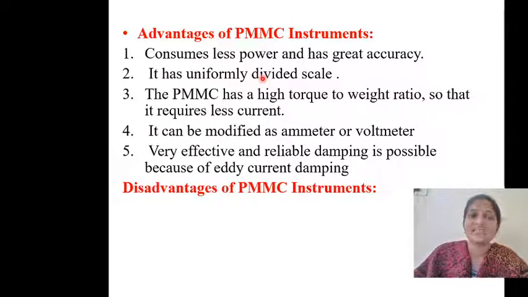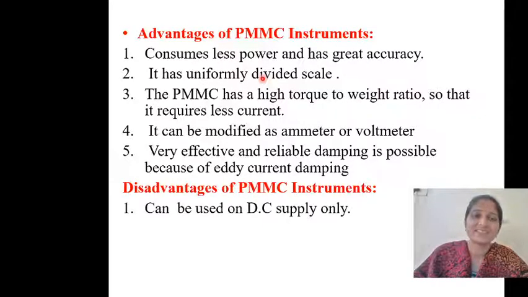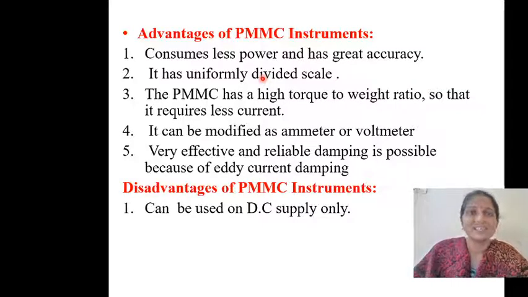Next, coming to the disadvantages of the PMMC instrument. So what are the different disadvantages? It can be used on DC supply only. As the PMMC instrument is used only for measurement of DC current or DC voltage, it is restricted from AC voltage.